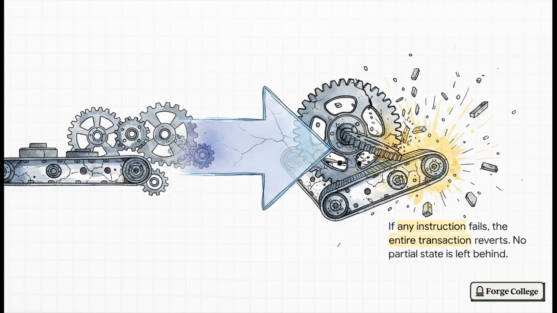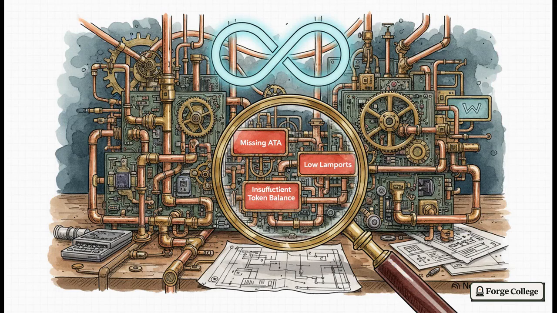No partial state ever. When you're debugging, you're going to want to keep an eye out for a few specific failures. And always design your clients to use idempotent retries so you can safely try the transaction again. If you see an account not found during a transfer, it means your pre-flight check failed or you just forgot to append the creation instruction. An InstructionError.Custom usually means an insufficient token balance.